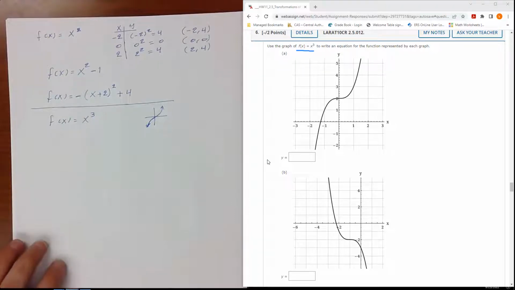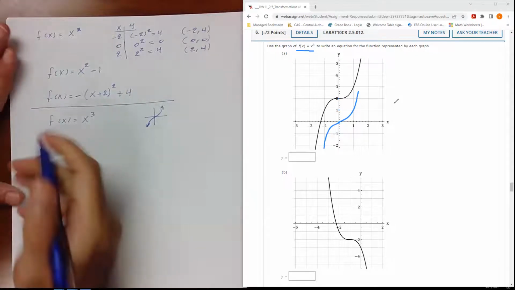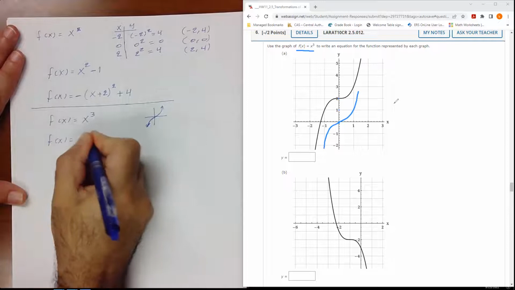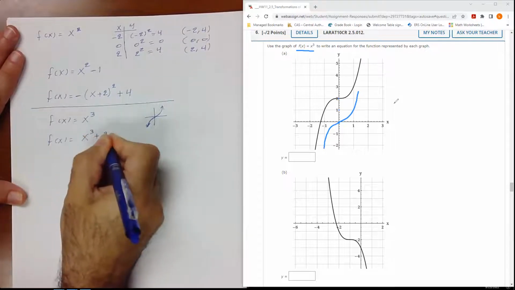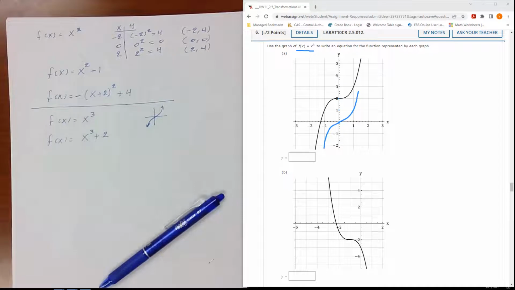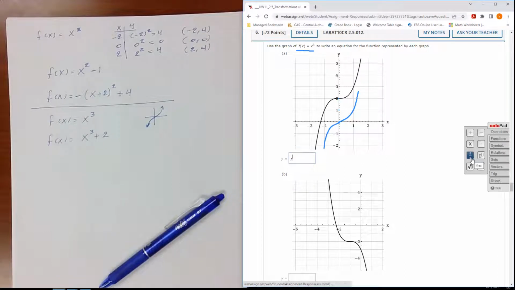So now let's check. The basic function on this one is shifted up 2 units because I'm looking to the origin point. The origin point, this one is up and this one is down. The origin point is shifted 1, 2. So 2 units up. That means our new graph is going to be f of x equals x cubed, shifted up 2 units, so plus 2. So I'm going to just say here, it's x cubed plus 2.